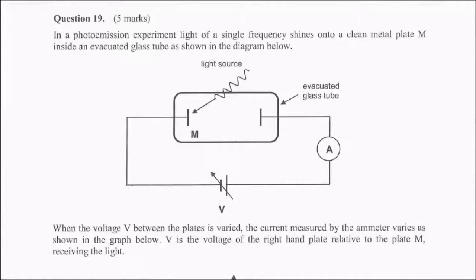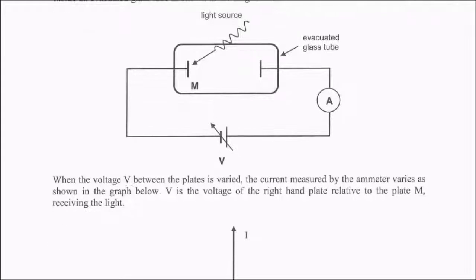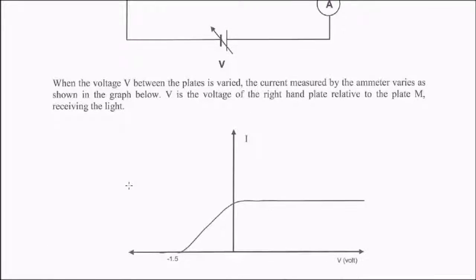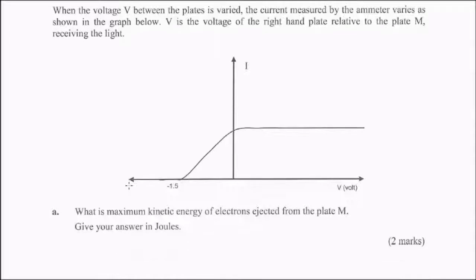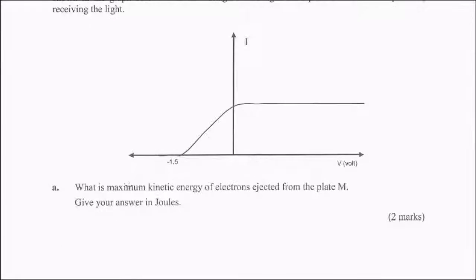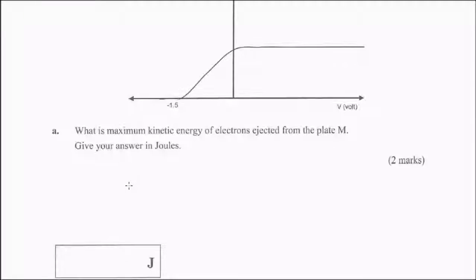Okay, moving on now, we get to a photo emission experiment. So we're thinking about the photoelectric effect in this one. We're given quite a bit of information about it. We've got the graph and we've got the diagram itself. The diagram's pretty generic really, even though it might be drawn slightly differently. What is the maximum kinetic energy of electrons ejected from plate M? Give your answer in joules.